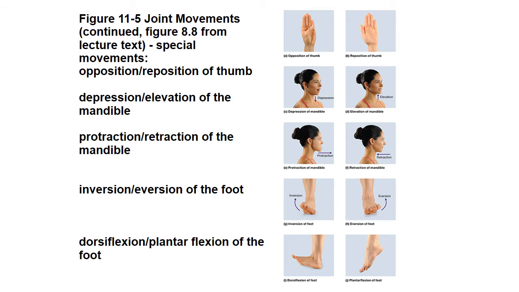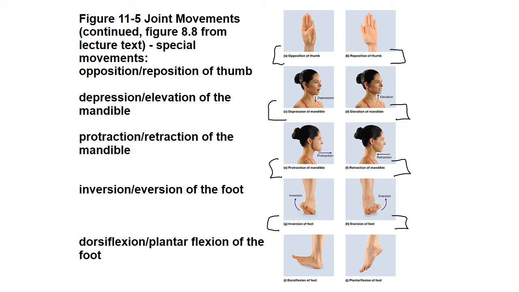Some special movements. There's opposition of the thumb and reposition of the thumb. Then you have depression of the mandible, elevation of the mandible, protraction of the mandible, so you stick your lower jaw out, and retraction of the mandible, so you bring it back. You have inversion of the foot, which means the sole of the foot is pointing towards the middle of your body. Then you have eversion of the foot, which means the sole of the foot is pointing out away from the midline of your body.